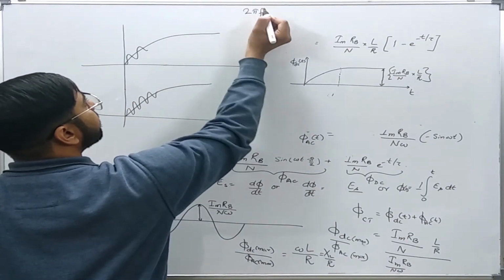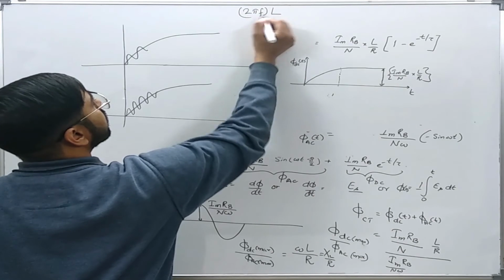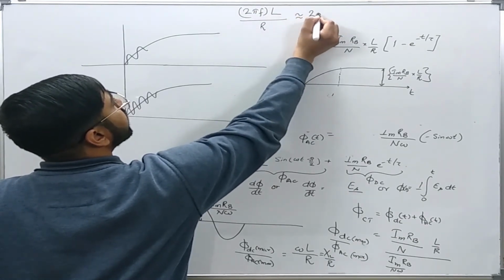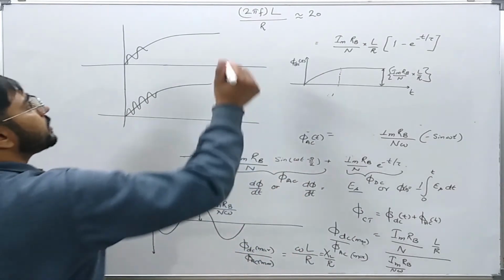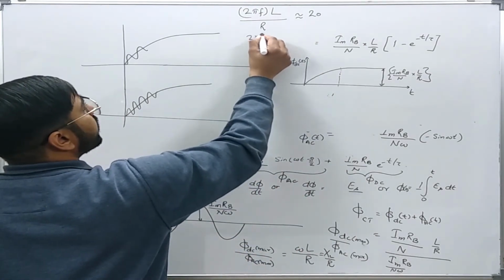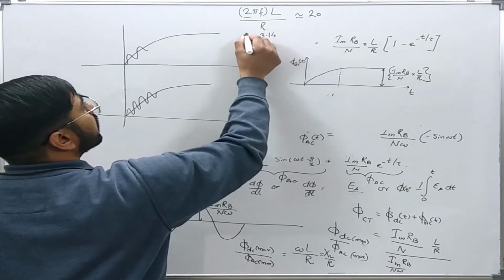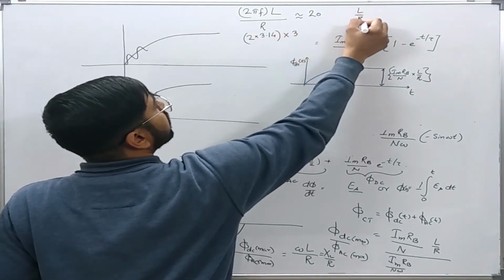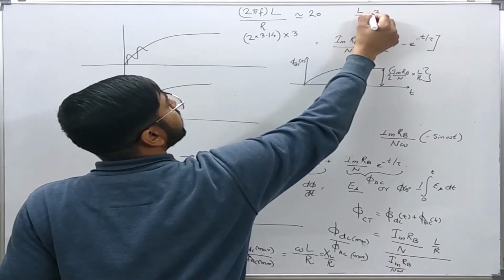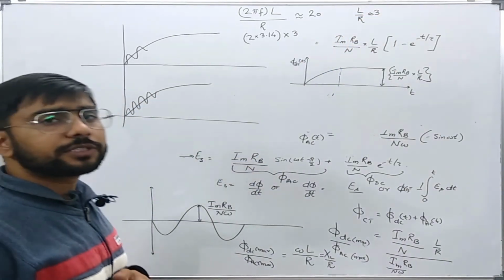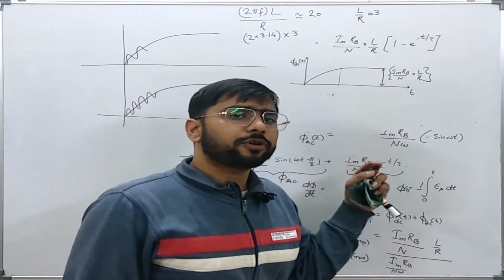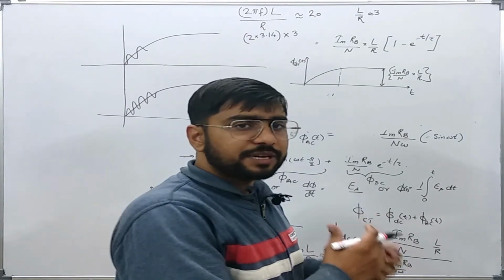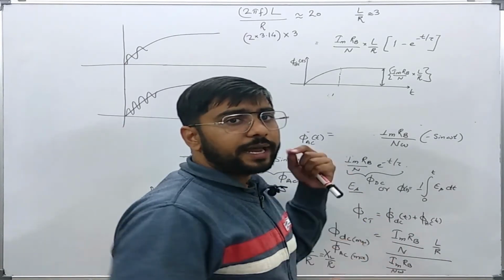This is 2 pi f L over R, which has a typical value of 20. Why? Because 2 into 3.14 into 3, so L over R has a value of approximately 3 for a normal power system, that we can see or derive from the relation which we have studied for the effective grounding also. We can have some idea, not the actual or exact part.